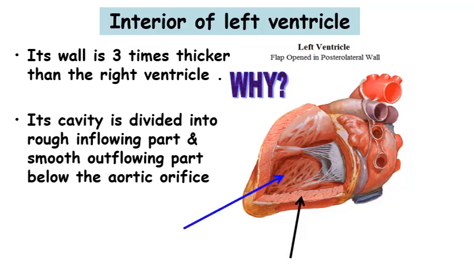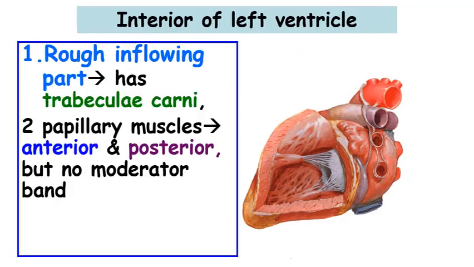The cavity is divided as well into a rough inflowing part receiving the blood from the left atrium, and a smooth outflowing part which leads to the aortic orifice. The rough part is due to the trabeculae carneae as well as in the right ventricle. The trabeculae carneae, as we have said, are elevated myocardial muscles over the surface of the wall of the ventricle.